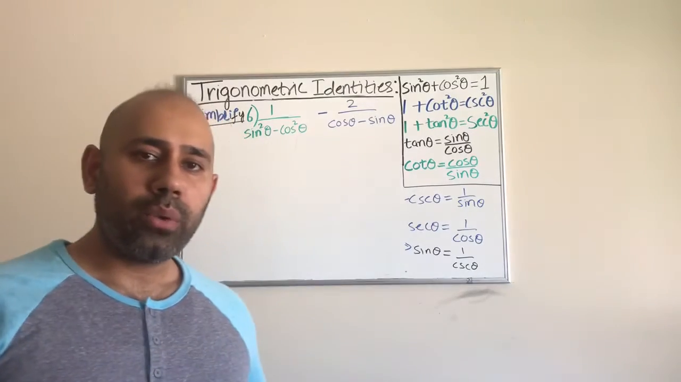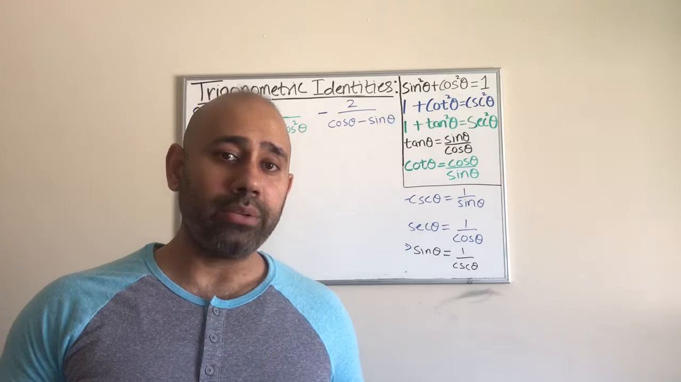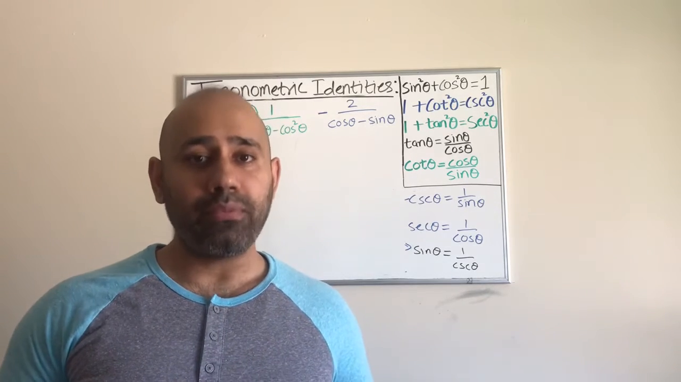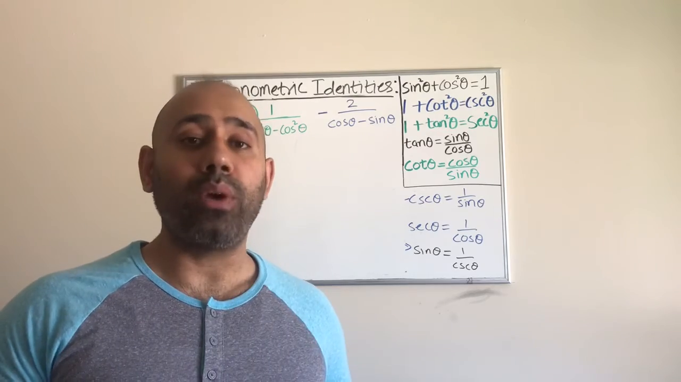Hi guys, so now we are on number 6. So far in my previous videos, I already covered 5 different examples of simplifying trig identities. Now we are going to look at this number 6. I have one more to go.